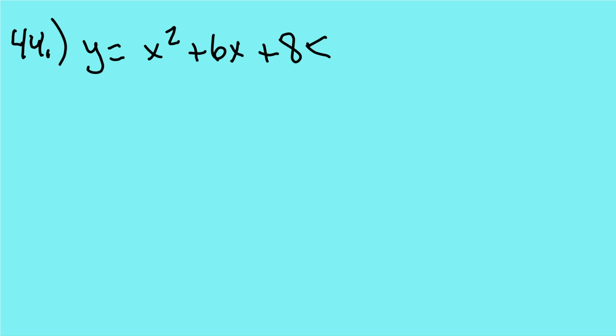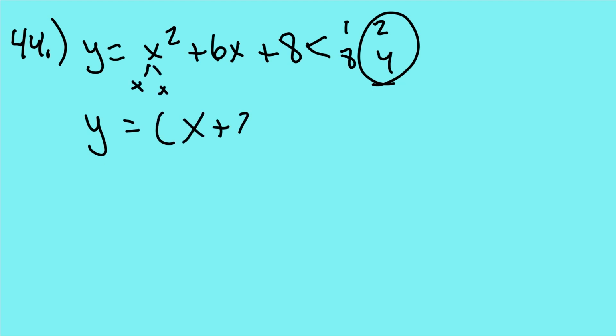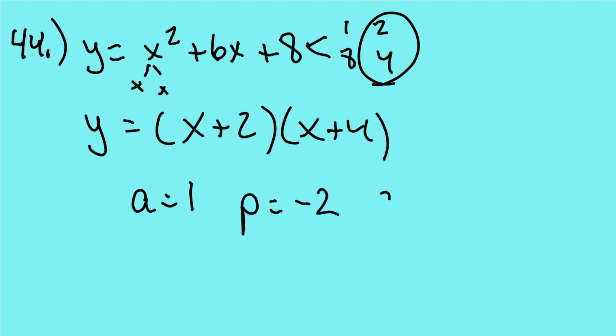where I say, how do I get 8? Well, 1 and 8, or 2 and 4. 2 and 4 add to be 6, so I rewrite it as y equals, and how did you get x squared? X and x. x plus 2, x plus 4. Now, just to finish this up, this is now intercept form. A is 1, P is negative 2, Q is negative 4.